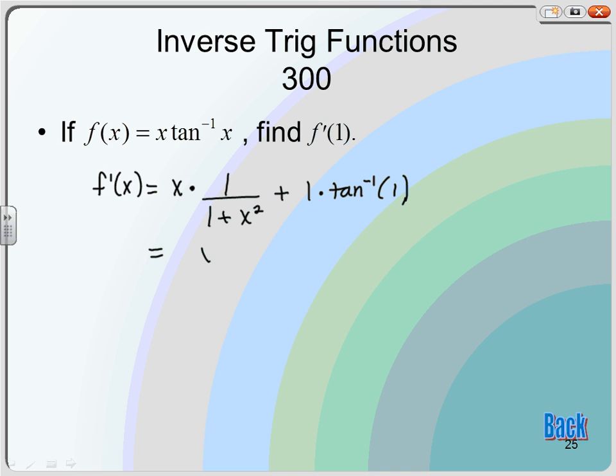So f prime of 1 is like 1 then. So it's f prime of 1 equals 1 times 1 over 1 plus 1 squared, so 1, plus 1 times inverse tangent of x. Oops, I put 1 there. It should be x above. Alright, so inverse tangent of 1.